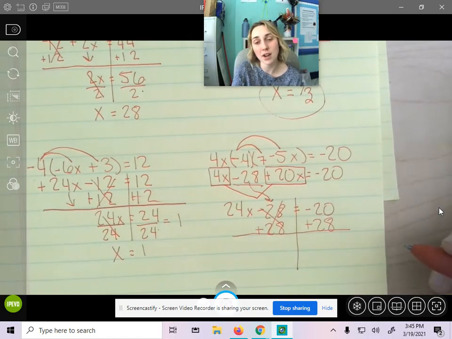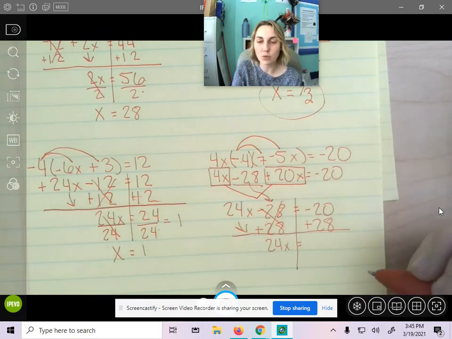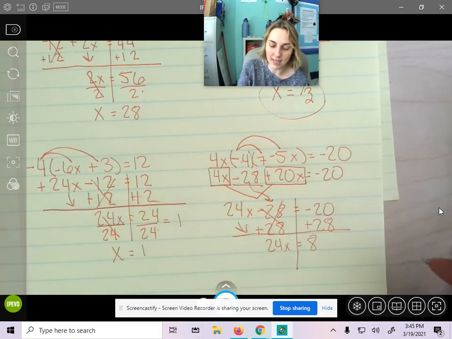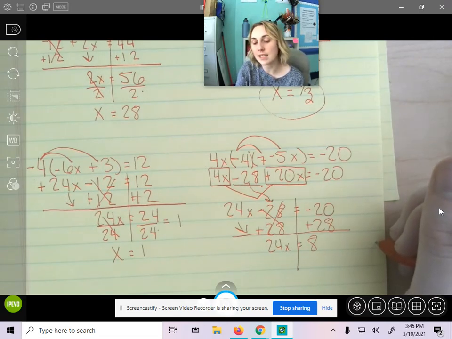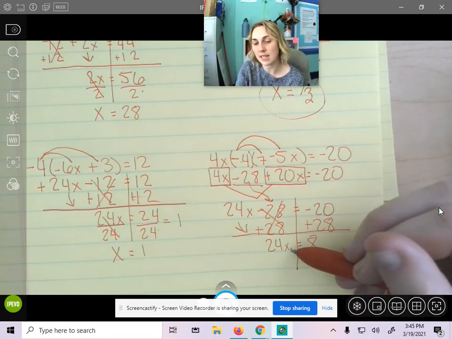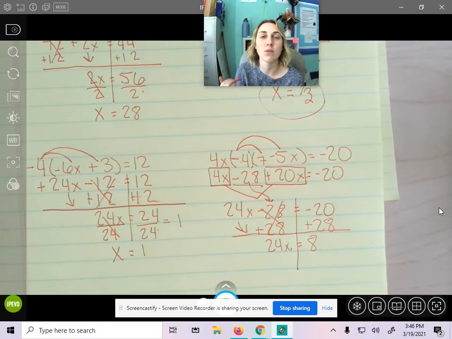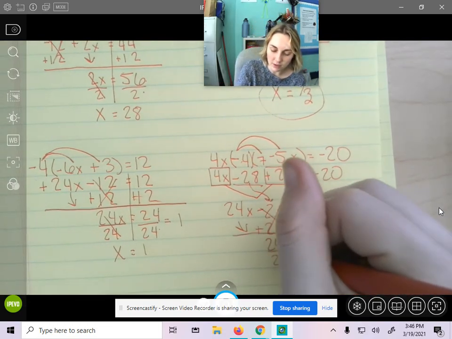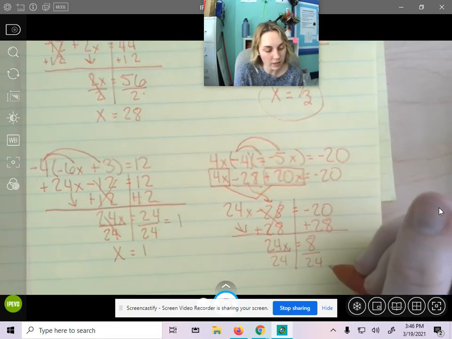These cancel out because they're opposites. And I'm going to bring down this 24x. And then negative 20 plus 28 is going to leave me with 8. All right, and then the very last step is I need to get x by itself, so I need to get rid of this 24. In this case, 24 is getting multiplied by x, so I have to do the opposite of multiplication, which is division. Whatever I do on one side, I have to do on the other side as well.